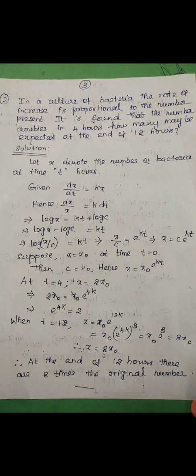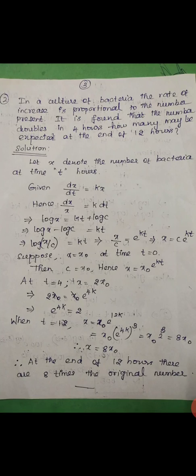Now let's move on to the solution. Let x denote the number of bacteria at time t hours. Given dx/dt is equal to kx, and hence dx/x is equal to k dt.